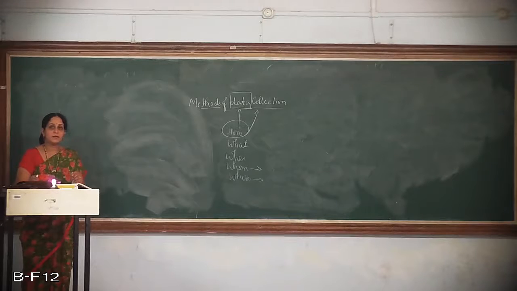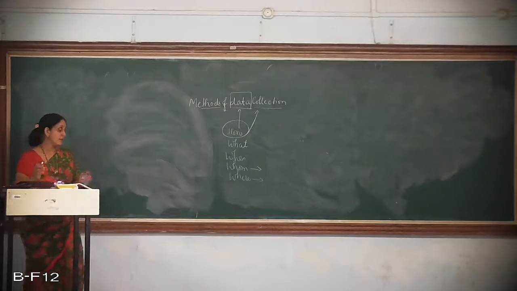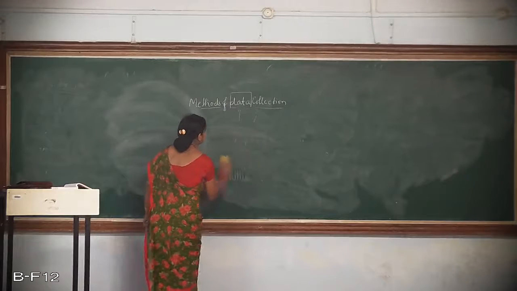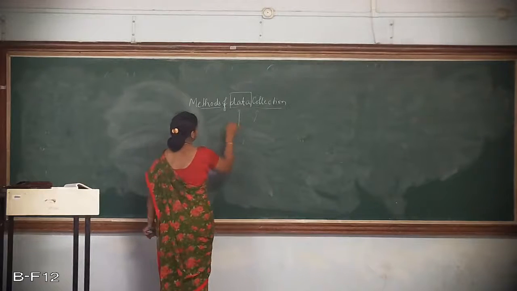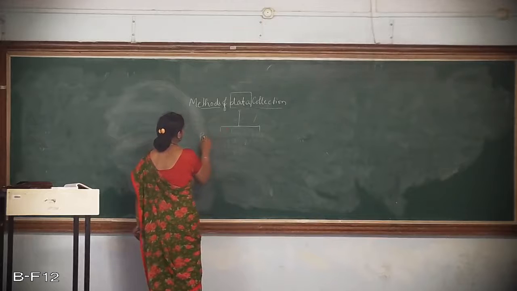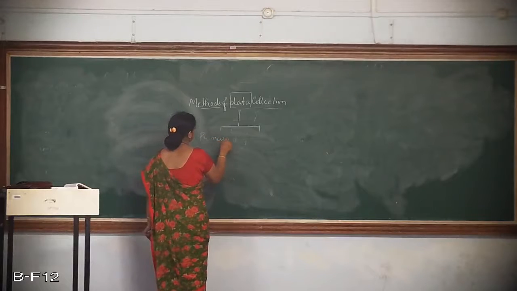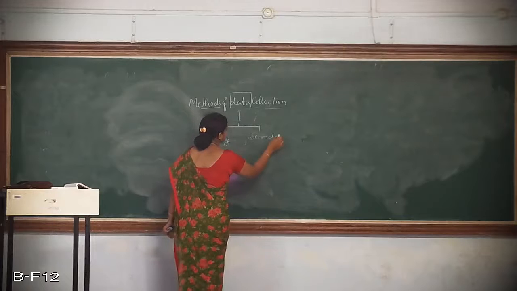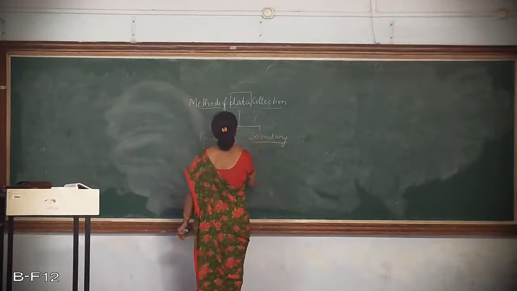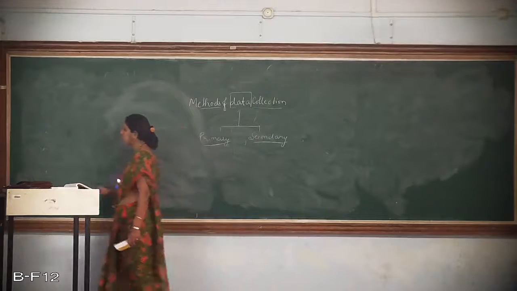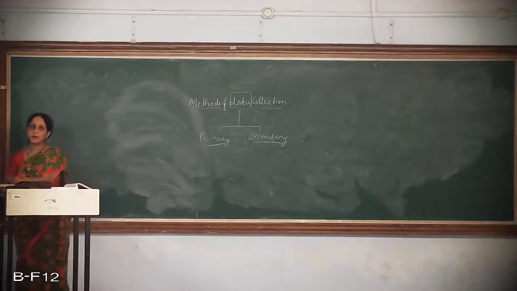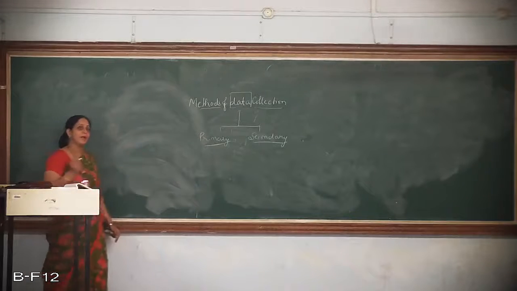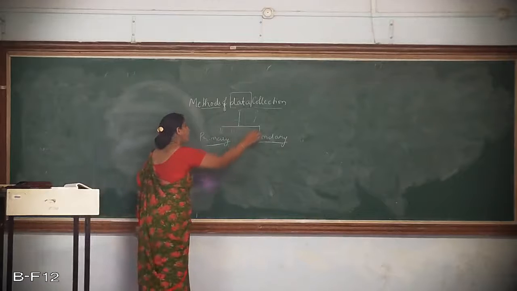Researchers should keep in mind two types of data that are available. One is primary data and the other is secondary data. It depends on the researcher now whether he is going through a process of primary data collection method or a secondary data collection method. And also data is available in two forms.